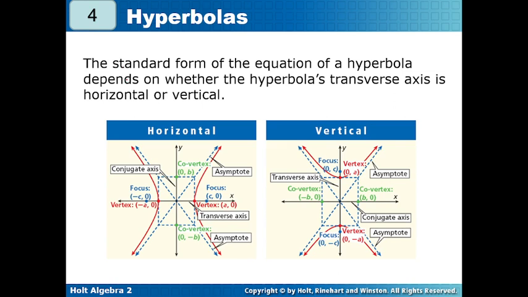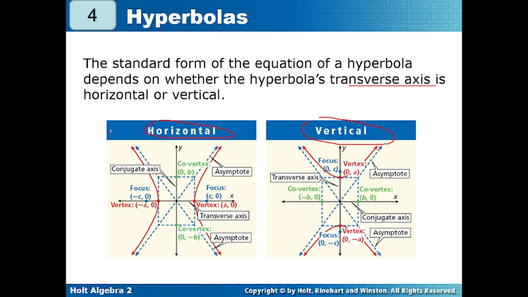So we have the standard form of the equation of a hyperbola, depending on whether it's horizontal or vertical, depending on the transverse axis. In an ellipse we have what we call the major axis, the principal axis. So in hyperbolas, what we depend on is the transverse axis.